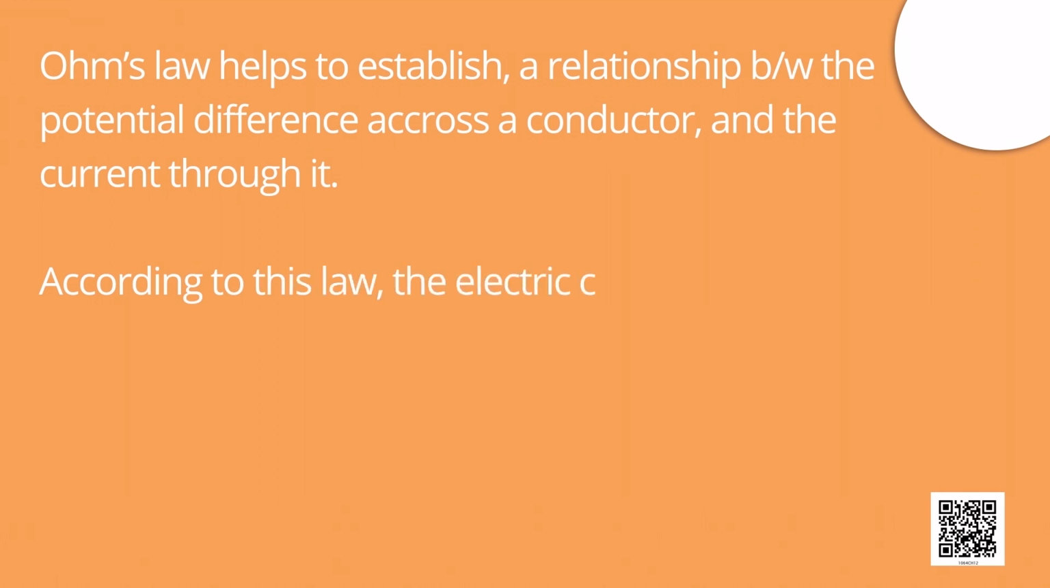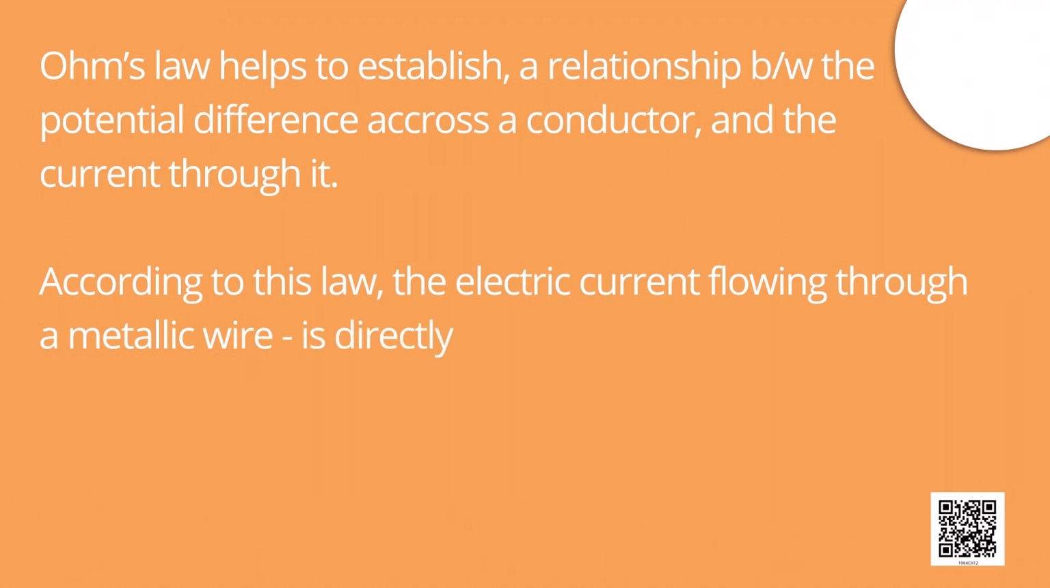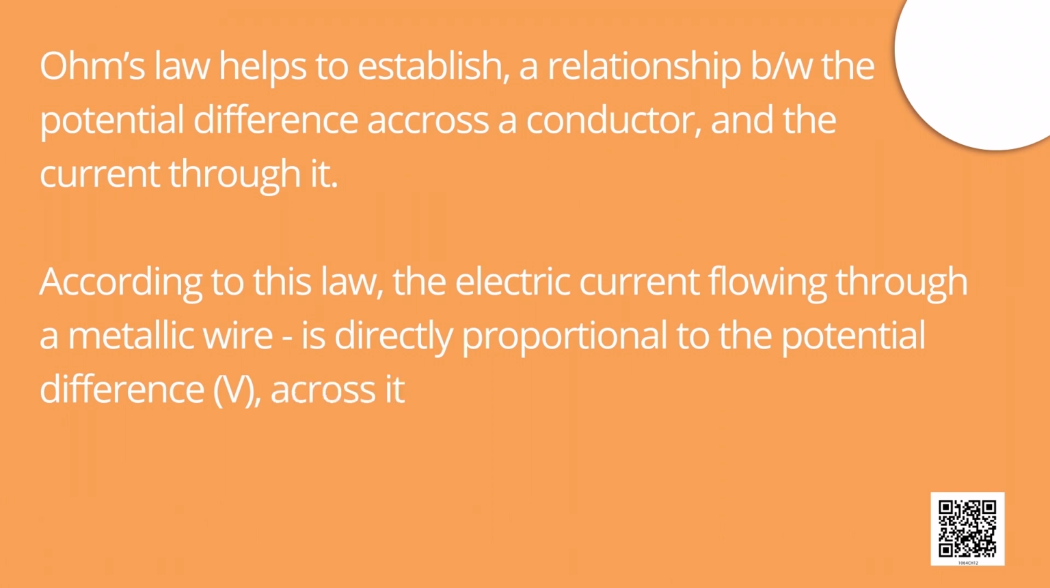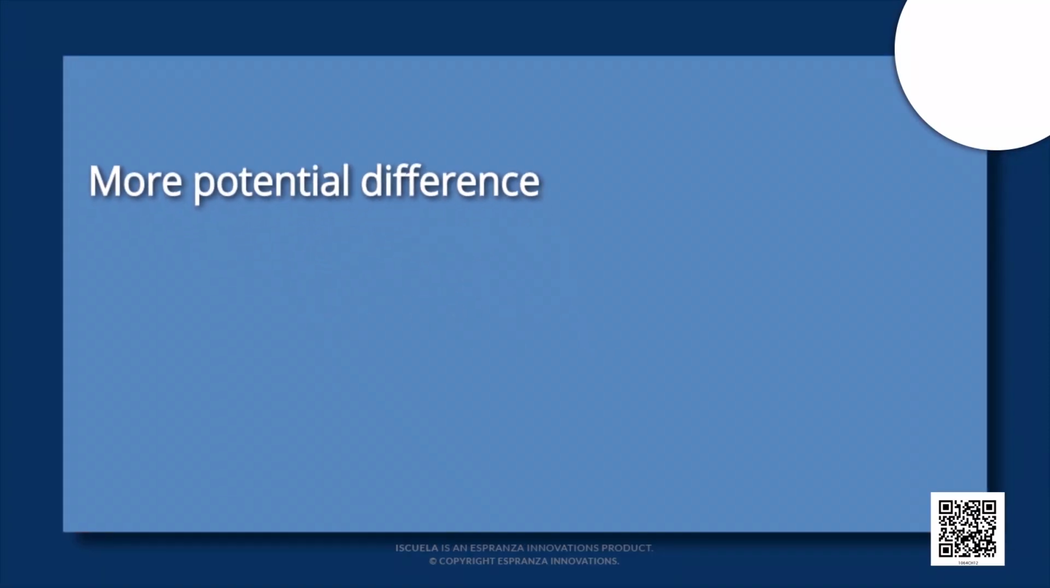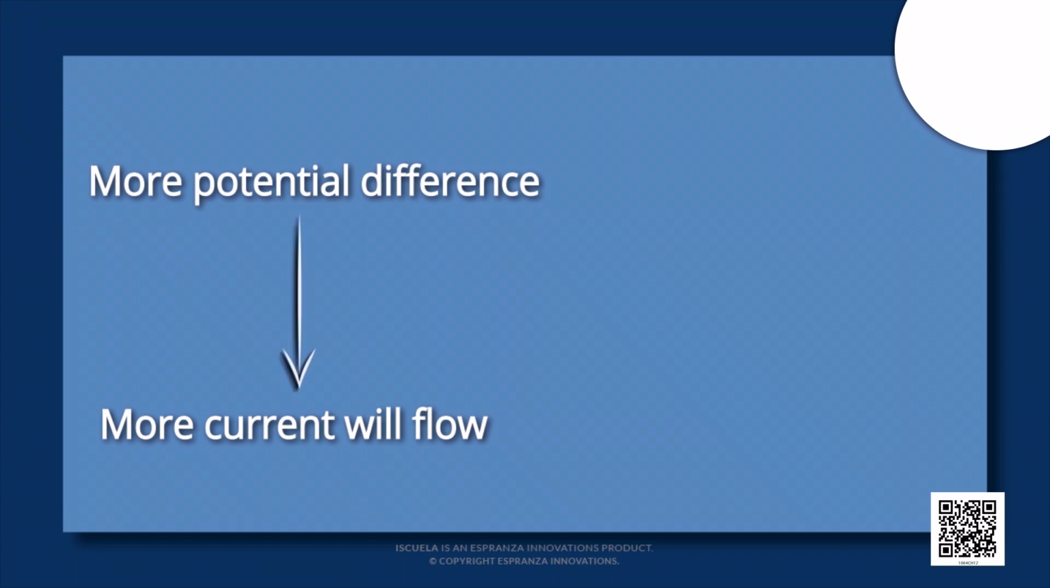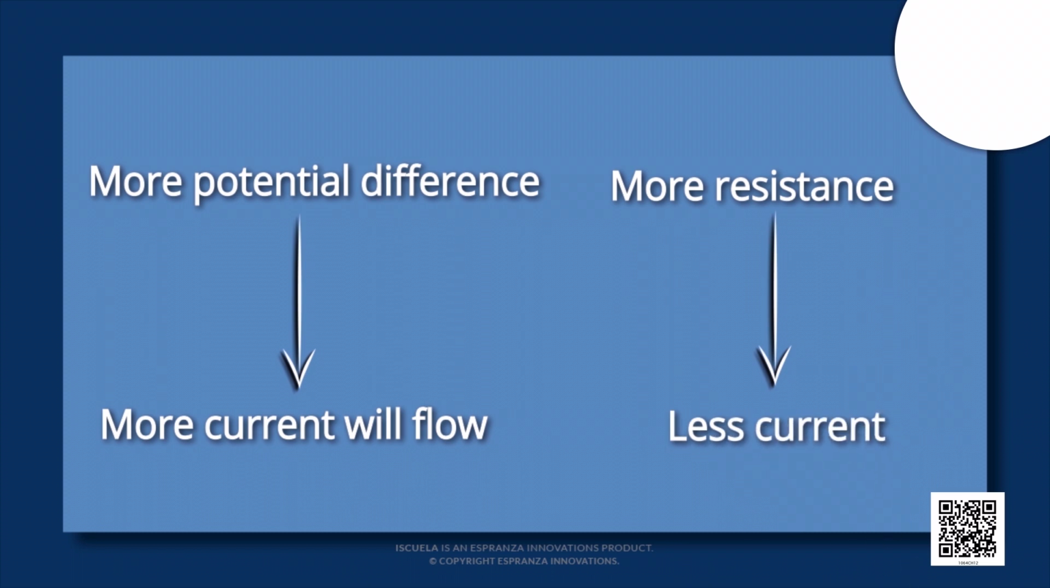According to this law, electric current flowing through a metallic wire is directly proportional to the potential difference V across its ends and inversely proportional to its resistance. Or, in other words, we can say that the more the potential difference, the more the current will flow, while the more the resistance offered by a conductor, the less the current will flow through it.